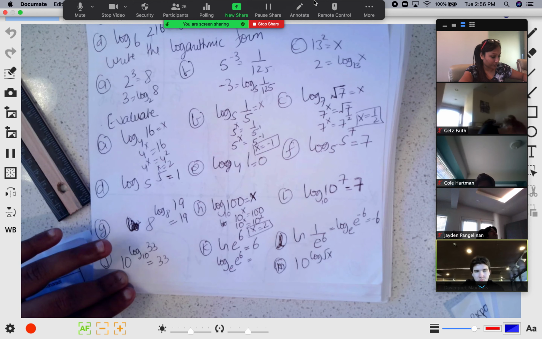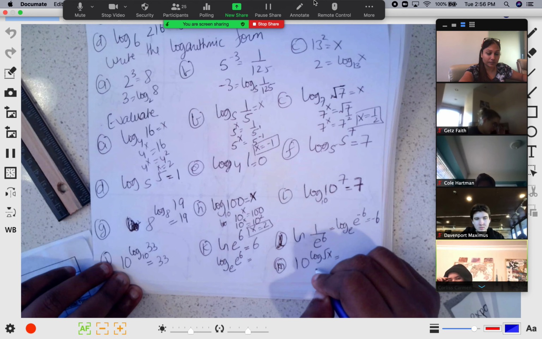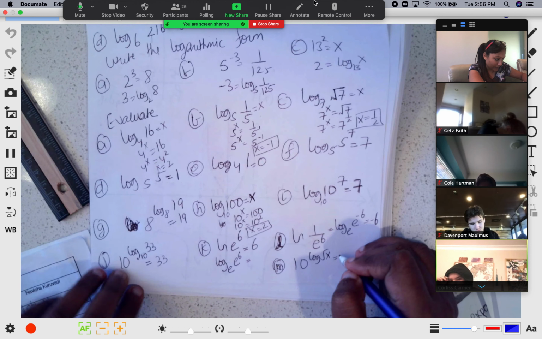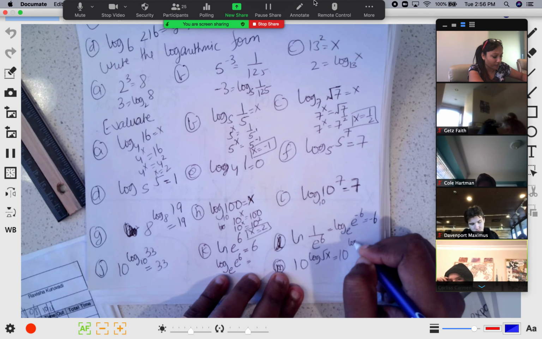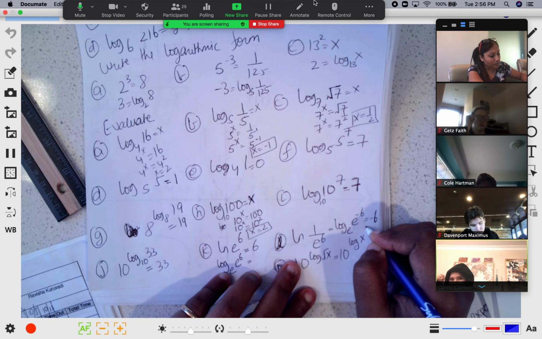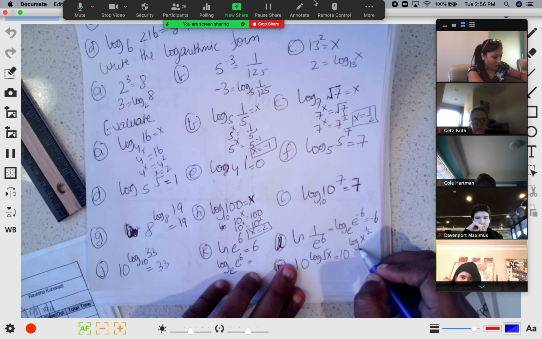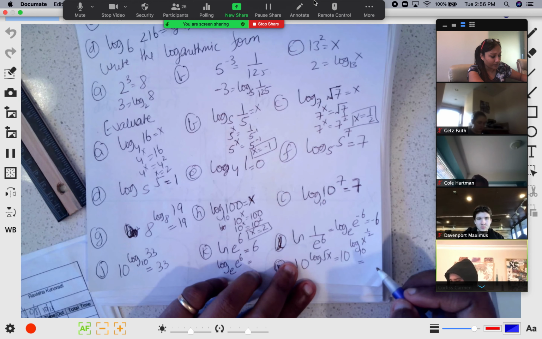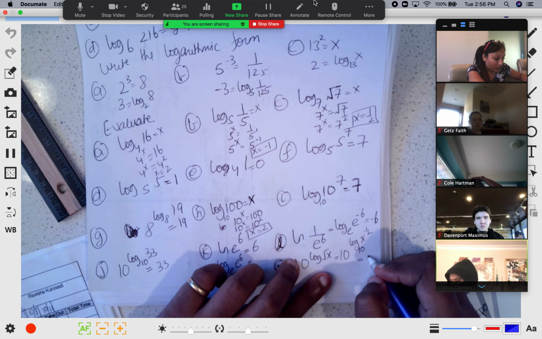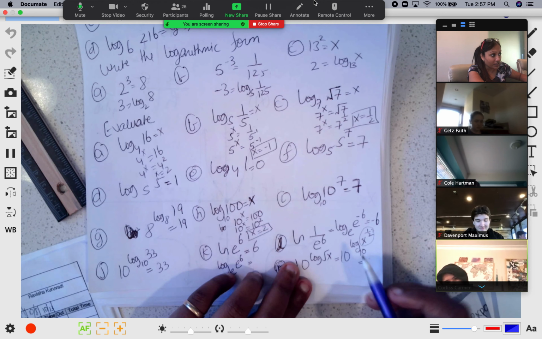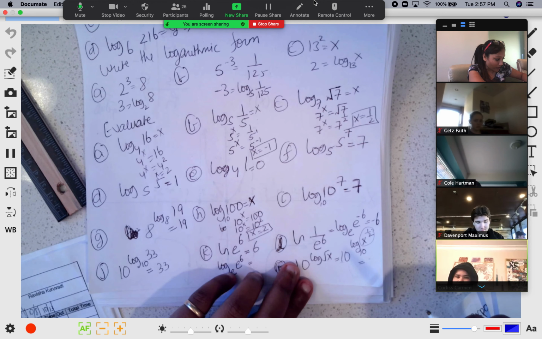Carmen? Yes. What's the value for this one? I don't know if I did it correctly, but is it the square root of x? So, yes, you got log base 10. How can I write square root of x as x to the power of? x to the power of 1/2. What's my base here? 10. What is it equal to? Log base 10 of x to the power of 1/2. Basically, this 10 and this 10, these two bases cancel out. And you're left with x to the power of 1/2.